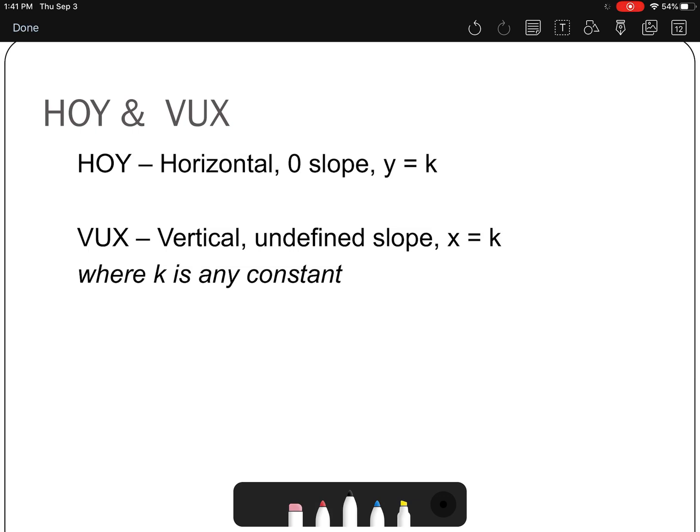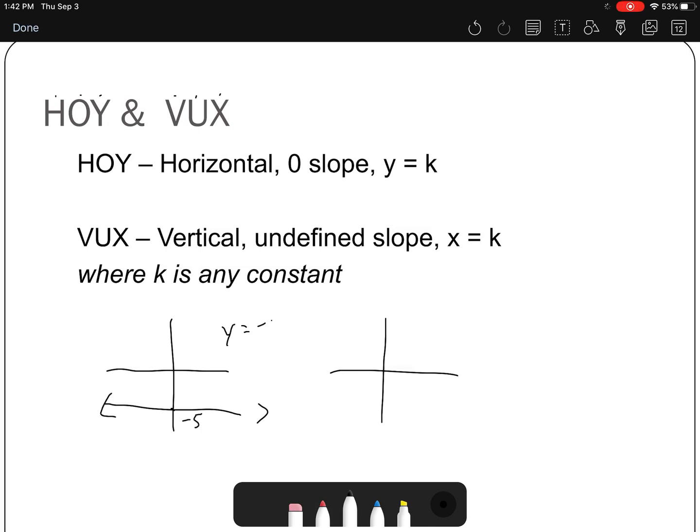Now, Hoy and Vux. Let's just review horizontal and vertical lines. Remember, the reason you want to memorize Hoy and Vux is this. Hoy means horizontal, 0 slope. It's a y equal equation. Vertical is undefined slope, and it's an x equal equation.